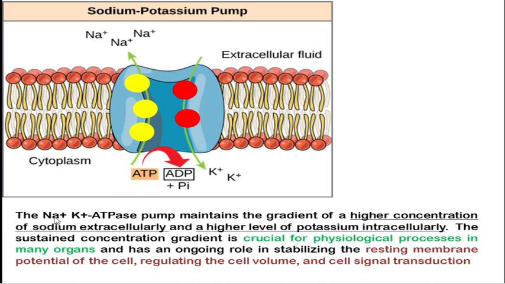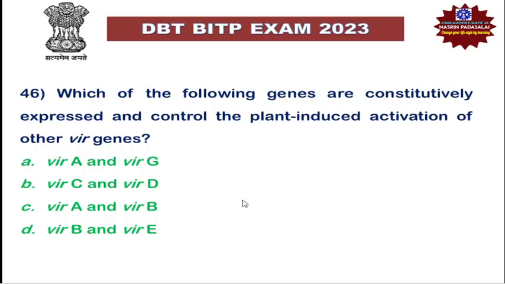So the Na plus K plus ATPase pump maintains a gradient of high concentration of sodium extracellularly, and it also maintains a high level of potassium intracellularly. This concentration gradient is required for all kinds of physiological processes. It is required for stabilizing your resting membrane potential, it is involved in regulating the cell volume, and at the same time it is responsible for signal transduction of the cell.